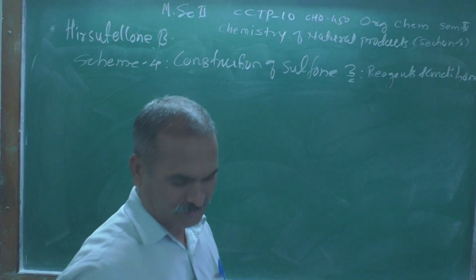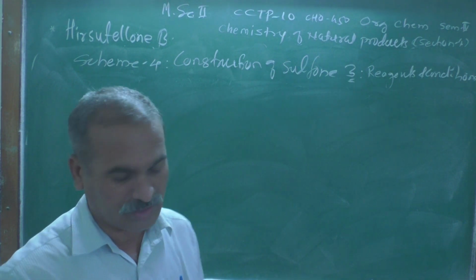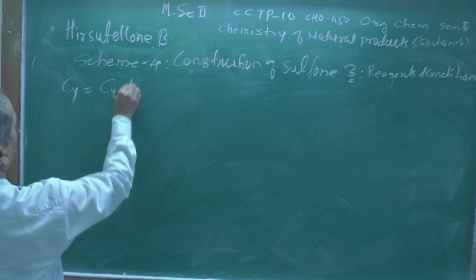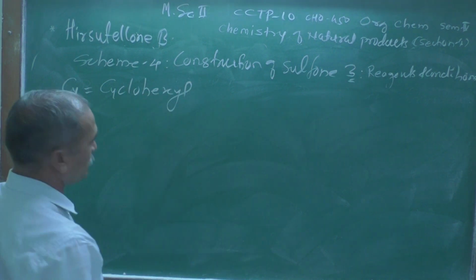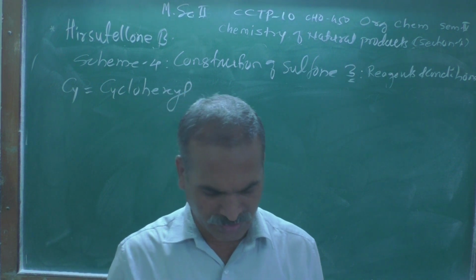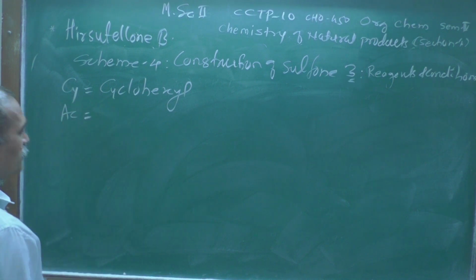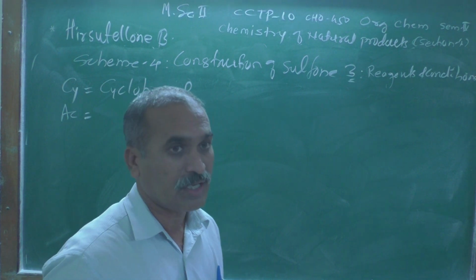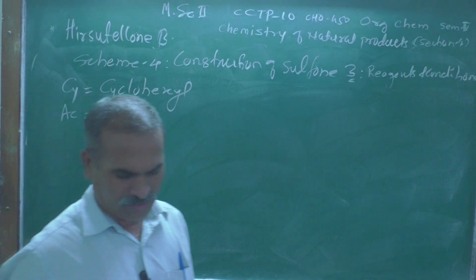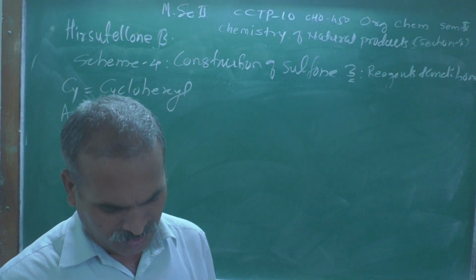Let's see. Number 1, that is Cy, cyclohexyl. The terminology used as Cy means cyclohexyl, that is a terminology which is used in this synthesis. Now the second one is Ac. This is an acronym used. Ac means acetyl. And another acronym used here, TEMPO.